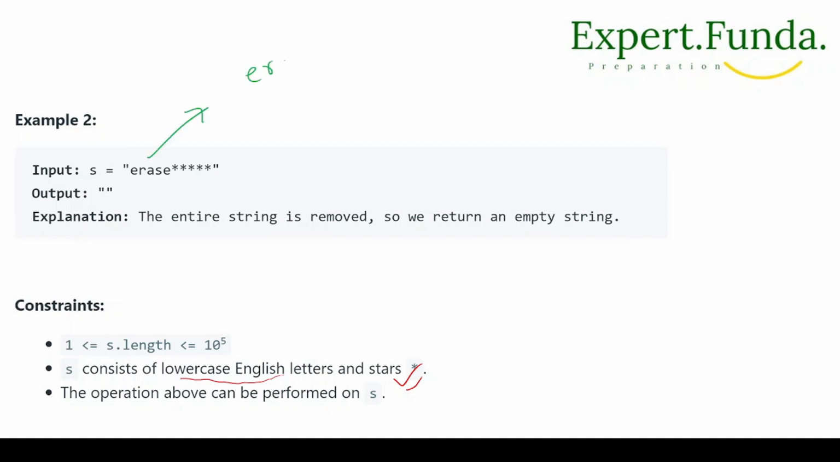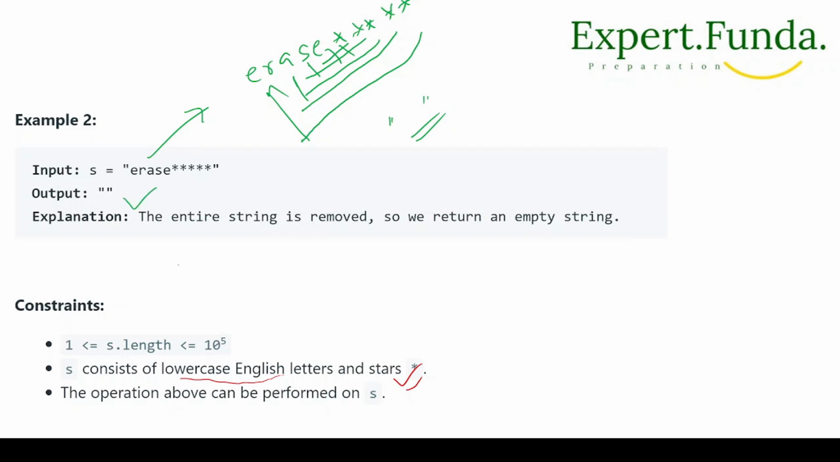Now coming to example 2, similarly we have this one. First ERASE, then we have 5 stars, right? So for this character we will remove this one, for this character we will remove this one, for this character we will remove this one, for this character we will remove this one, and for the last one we will remove this one. Like this we will remove all the characters. Now there will be no element left. You can say the entire string will be removed.